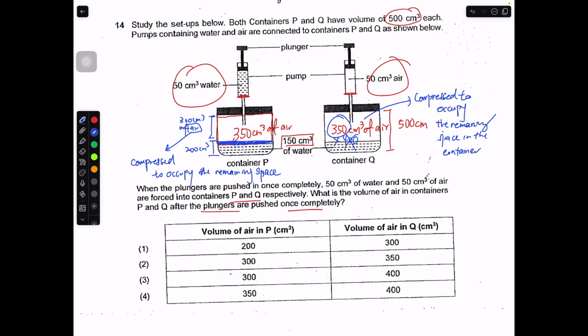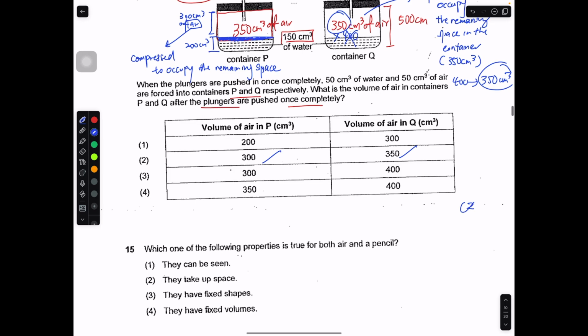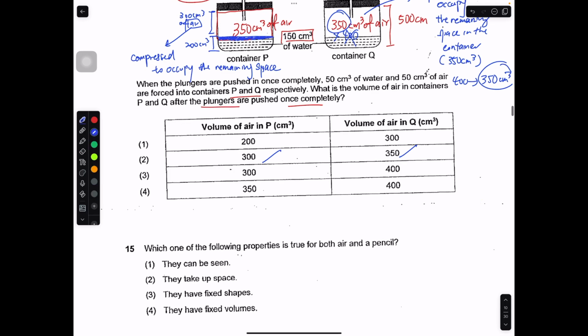Okay, so for this question, you have to take note what is the remaining space in a container. Okay, the remaining space is 350. So even if you pump in 400 centimeter cube of air, it will just be compressed to 300 centimeter cube of that space, and that will be the amount of space the air occupied. So Q is 350, P is 300. This will be 2.